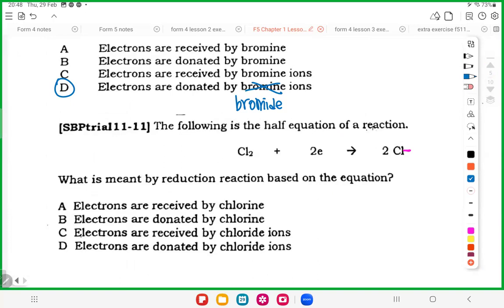Okay, type the answer in the chat box. A, B, C, or D. This one. Come on, let's try. The answer is A, B, C, or D, everyone? Come on, let's try. I hope you guys try to answer. Even if you're not sure, also try to give me an answer lah.